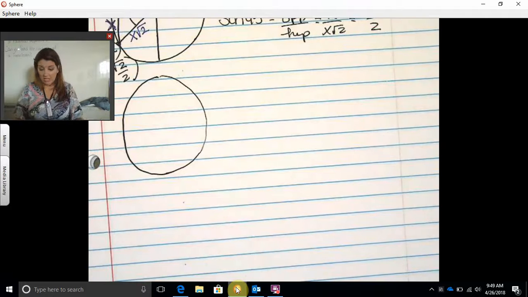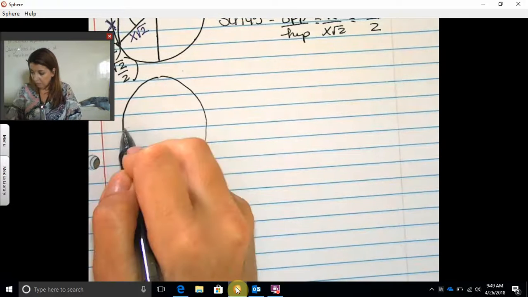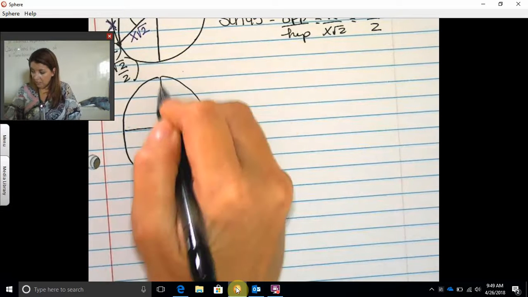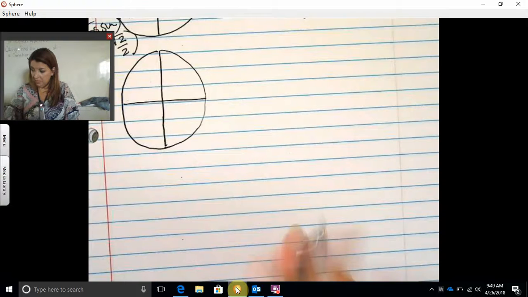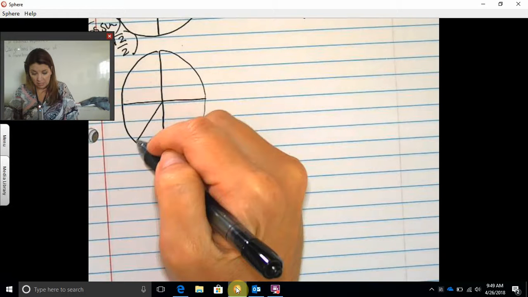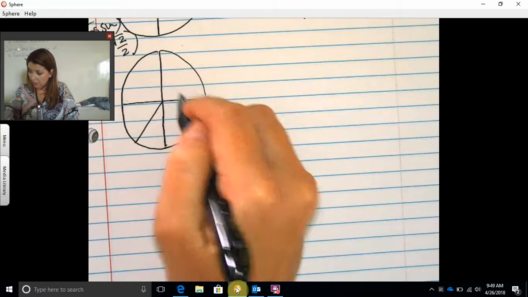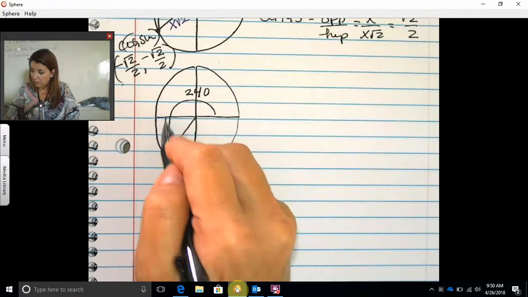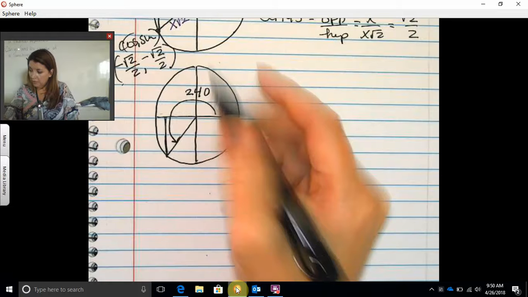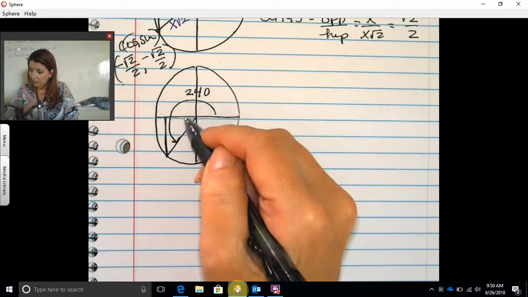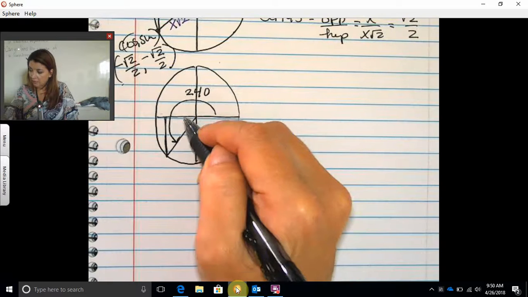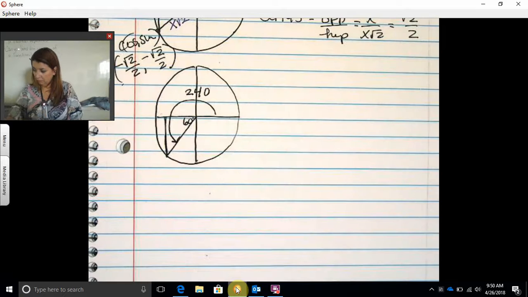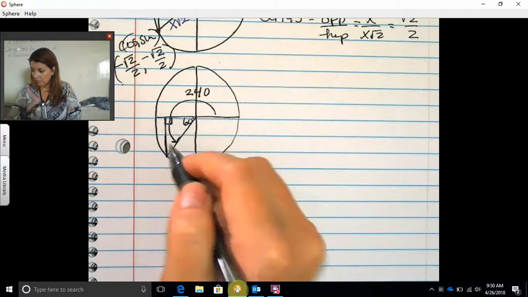And to me, it's easiest to draw that circle every time. You may think it's a waste of time. Maybe it is for you, but for me, I have to visualize what it is that I'm doing. So here to here is 240 degrees. You definitely can't have a triangle with 240 degrees in it. So if we make this into a right triangle, how many degrees is it from here to here? 60. So that means this is 30.